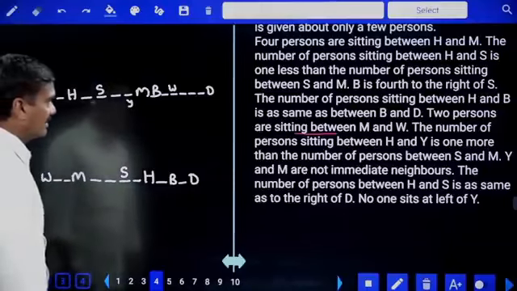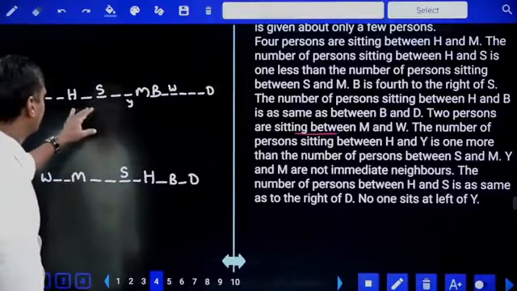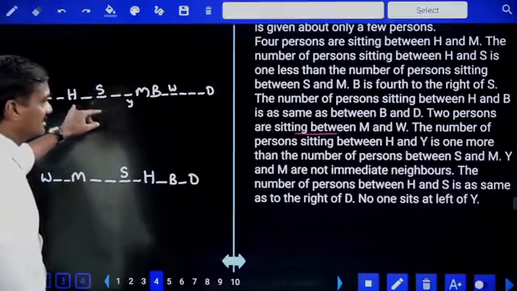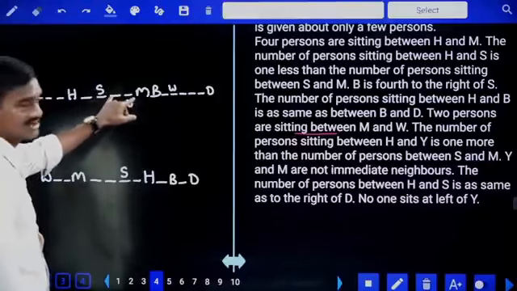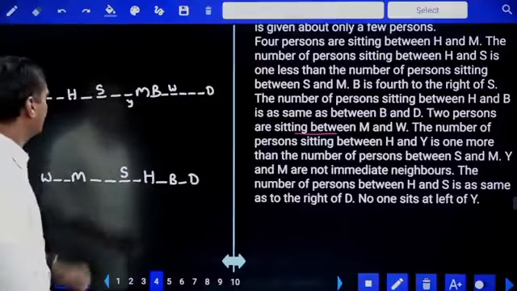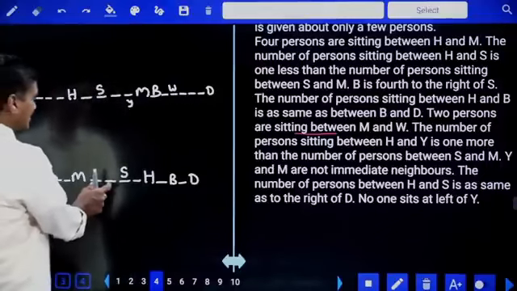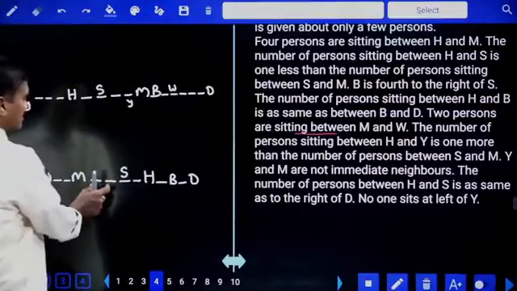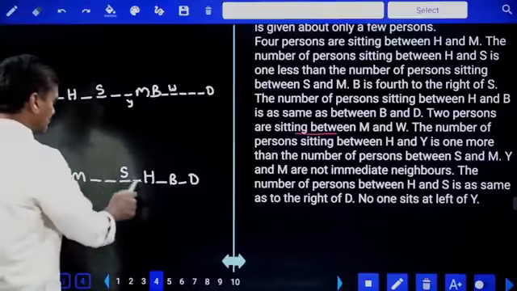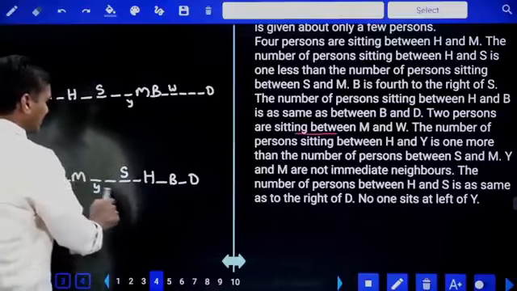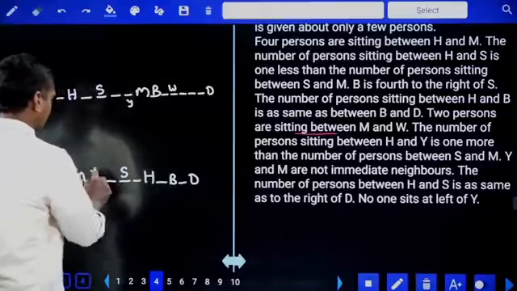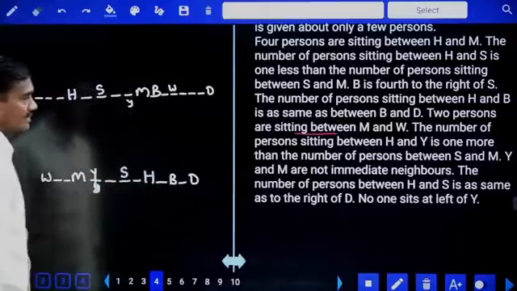Once again, the number of persons between H and Y. Between H and Y 3 members, which is 1 more than S and M. Since between S and M there are 2, here H and Y is 3. How many are between S and M? 2 members. Hence between H and Y, 3 members. 1, 2, 3, Y can be here. Or 1, 2, Y must be here. There is no other possibility here. D and Y.